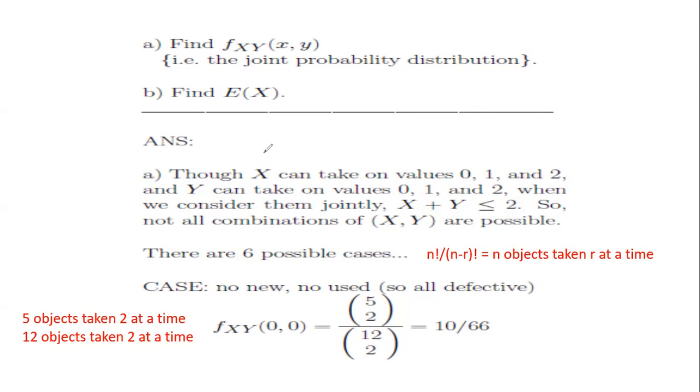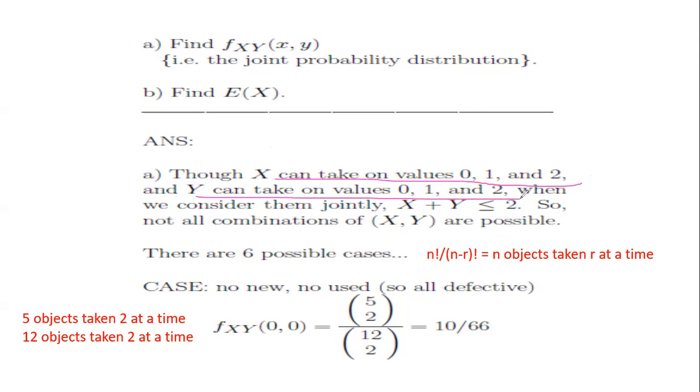Ditto for the old case. I can never select an old battery, I can select it once, or I can select it twice, provided that I'm picking two batteries. So 0, 1, 2, 0, 1, 2. That's why it is written here. X can take on value 0, 1, 2 and Y can take on value 0, 1, 2.